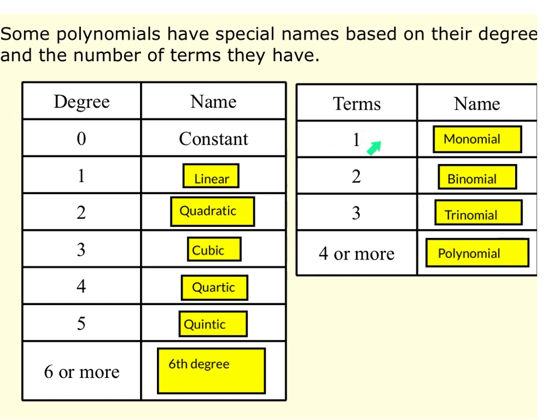Next, we got the terms. If there's only one term, that would be a monomial. I'm going to quickly write something with just one term. That would be something like 4x. That's one term. If it had 2 terms, that might be something like 4x plus 2. That would be a binomial. That would be 2 terms. If it had 3 terms, maybe it's 4x cubed plus 2x plus 1. I don't know. And then hopefully you notice that there's 1, 2, 3 terms.